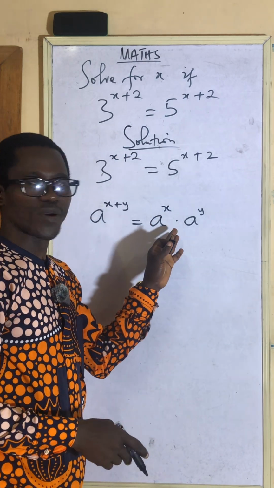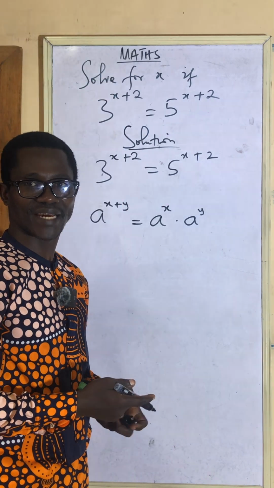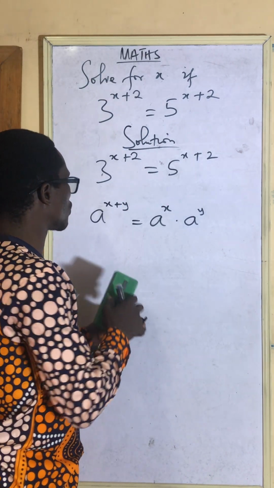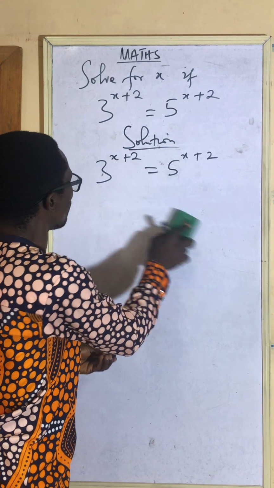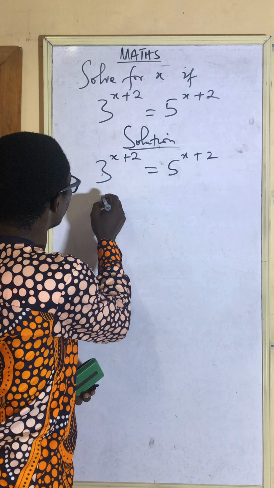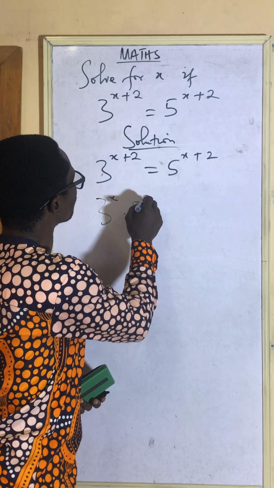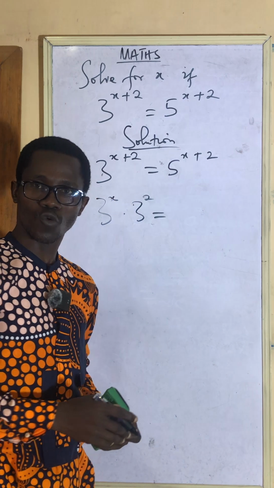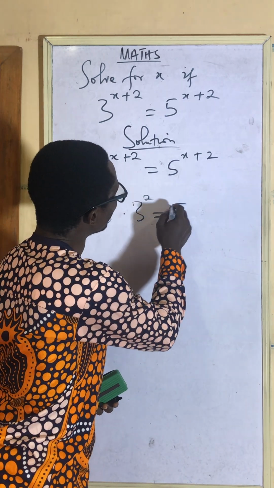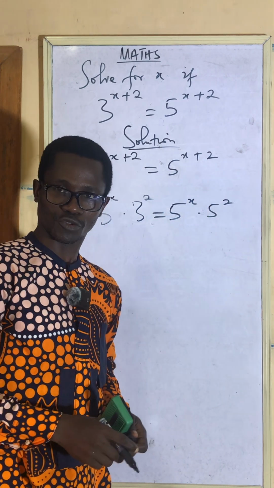The same way, we're going to express what we have on the left hand side and on the right hand side of that equation. It therefore means that 3 raised to power x plus 2 will be 3 raised to power x times 3 raised to power 2, is equal to 5 raised to power x times 5 raised to power 2.